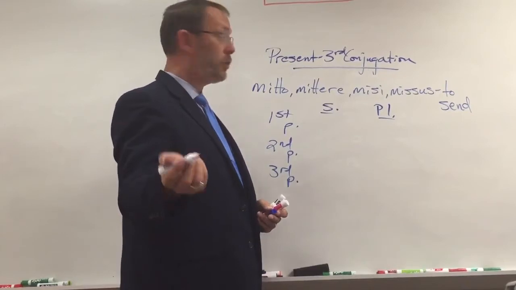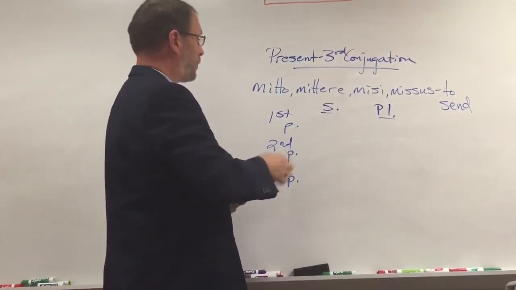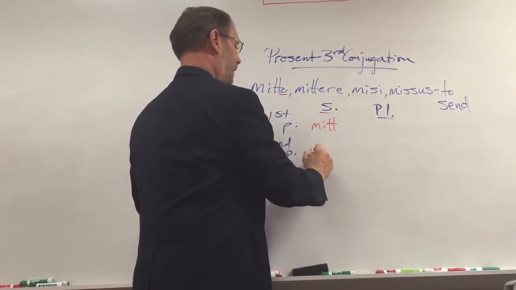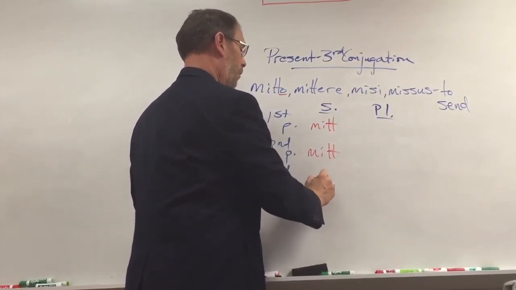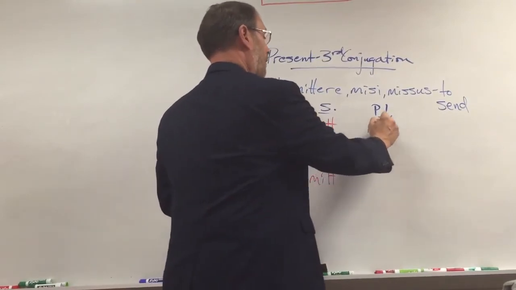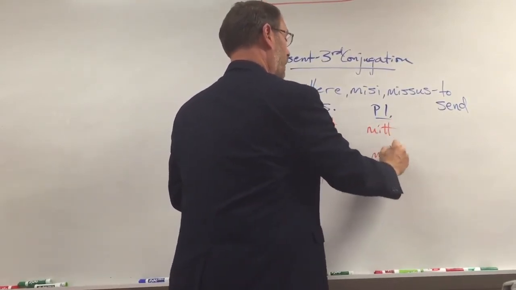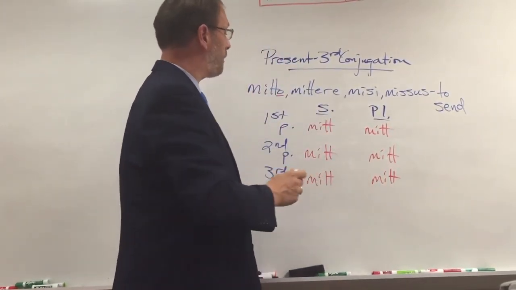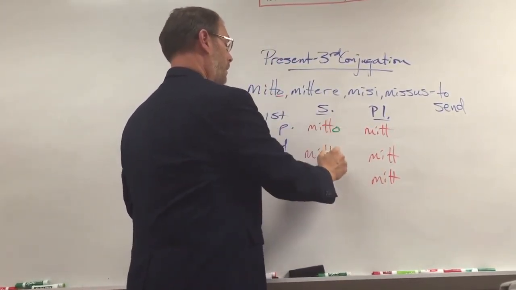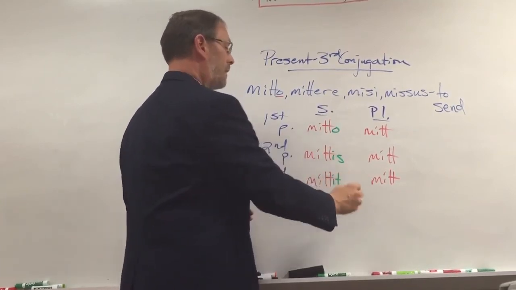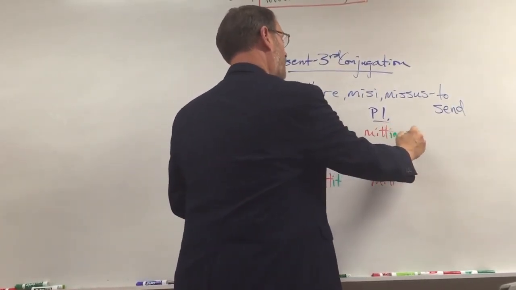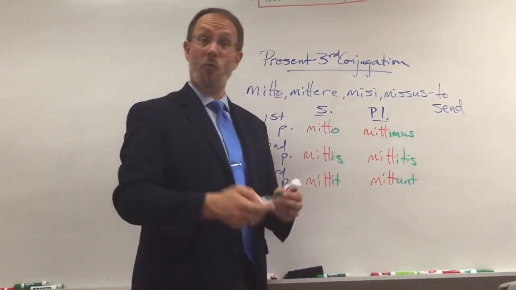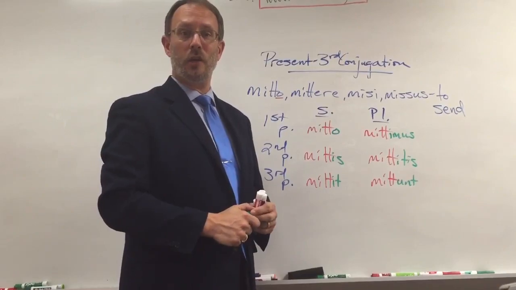Okay, we're back now, so what you should have done is, as we follow the steps, we drop the O from the first part, and we have M-I-T-T as our stem all the way through. We're used to writing the stem everywhere first. Then we go through and put on the correct third conjugation endings. We'll see mitto, mittis, mittit, mittimus, mittitis, and mittunt. Hopefully that's what you got, and that's third conjugation, present tense.